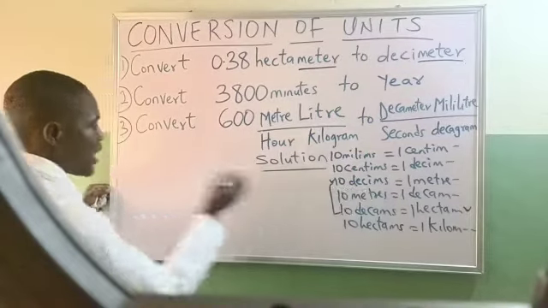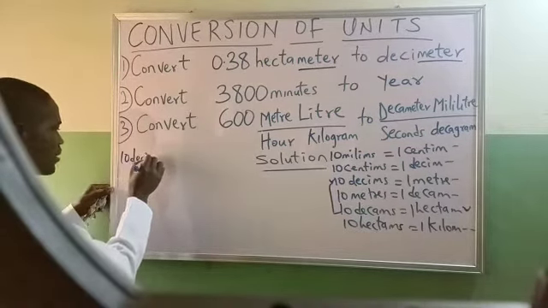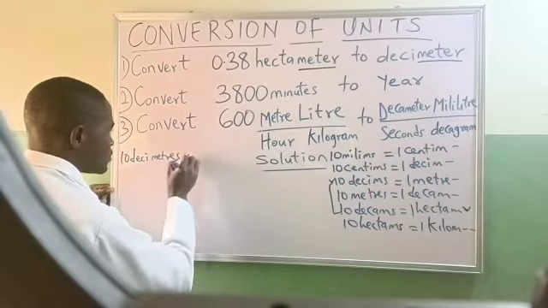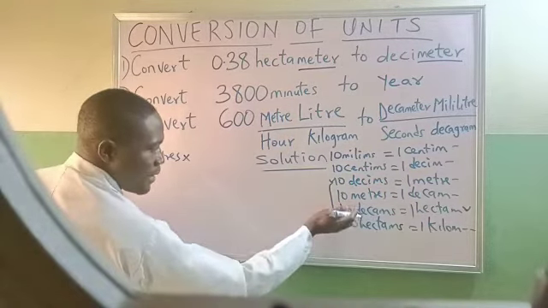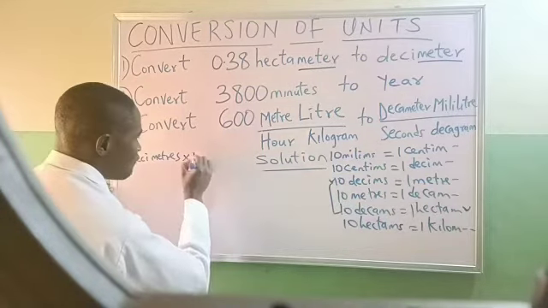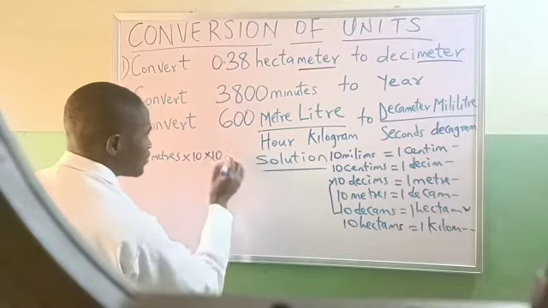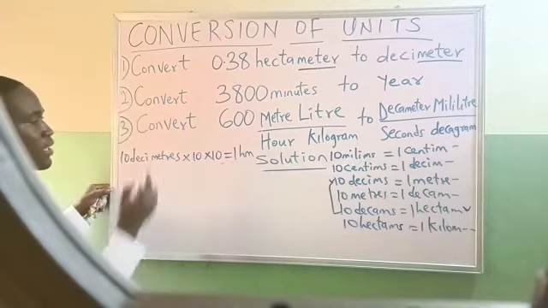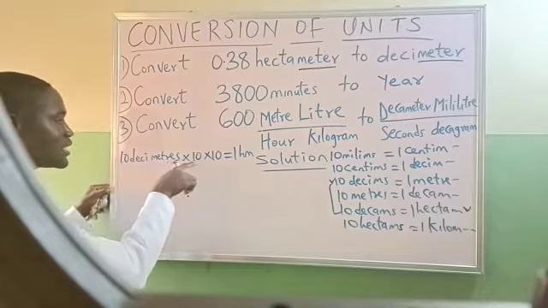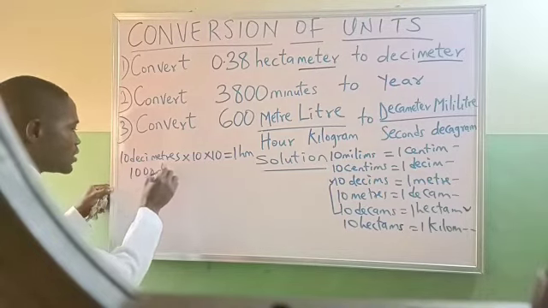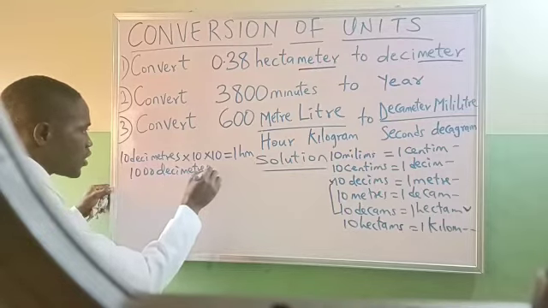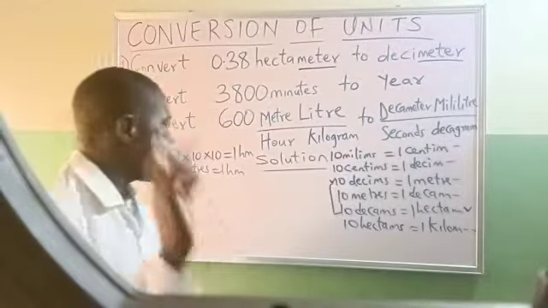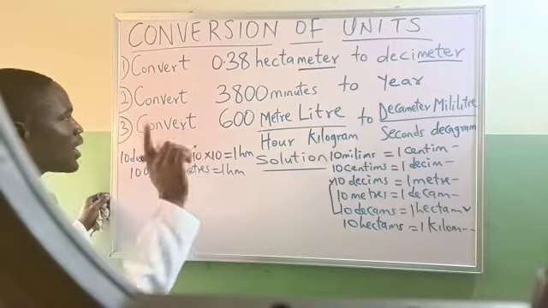Now, what I will do is say 10 decimeter, that is this, times, I will now pick the number beside all this. I'll pick the first 10, pick the second 10, and say it is equal to 1 hectometer. Hectometer, I will denote it with HM. So 10 decimeter times 10 times 10 will give me 1000 decimeters equal to 1 hectometer. This is the relationship between decimeters and hectometer. 1000 decimeters equal to 1 hectometer.